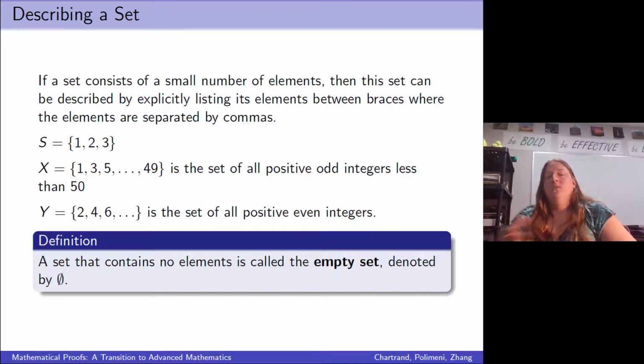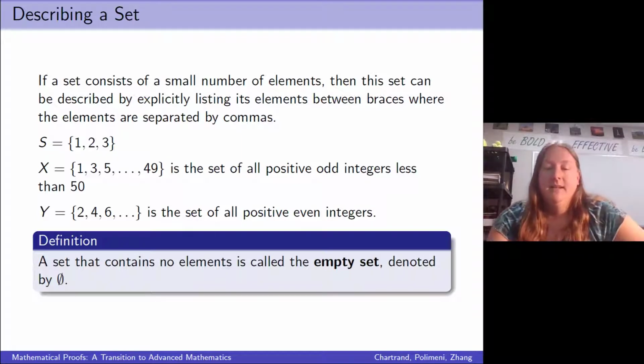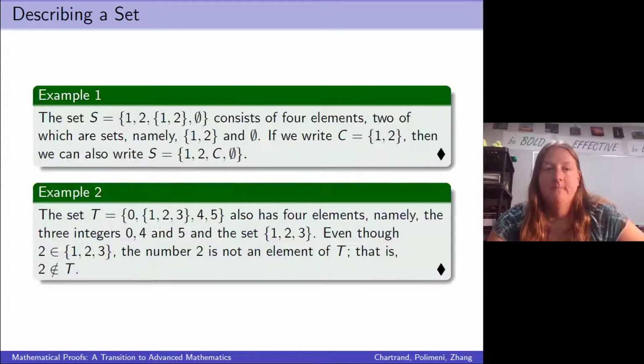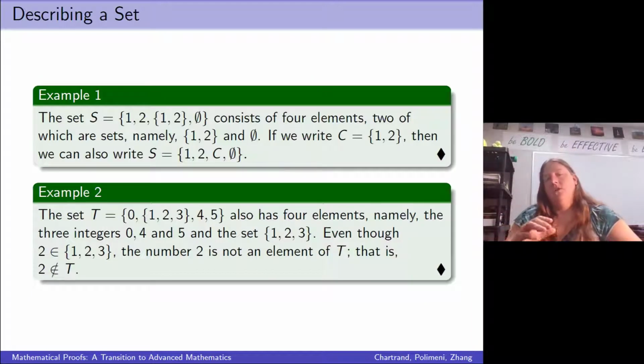And finally, we have this special set called the empty set, and it's a set that has nothing in it. So we do that, the 0 with a slash through it, all right? That's telling us that there's nothing in it, and that is the notation for it. All right, so a couple of examples just to get you thinking a little bit.